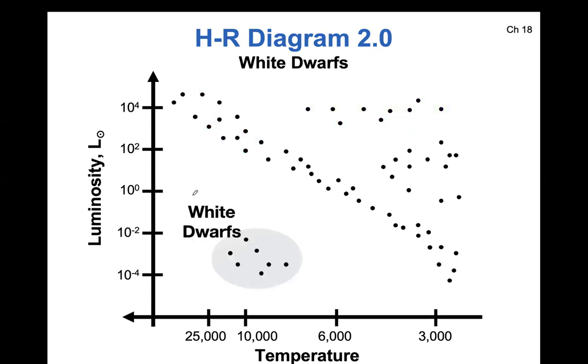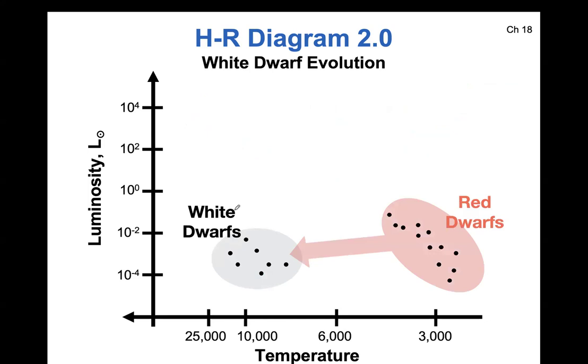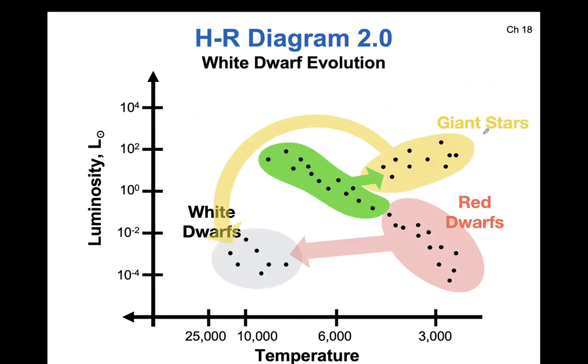Finally, there are white dwarfs, which are not stars at all, but are stellar corpses. They're the corpses of stars, or they're sometimes called stellar remnants. And so what happens is your red dwarfs become white dwarfs, and also giant stars become white dwarfs. This process here is more theoretical than anything because none of the red dwarfs have had time to become white dwarfs yet, but it is speculated that that's what happens.